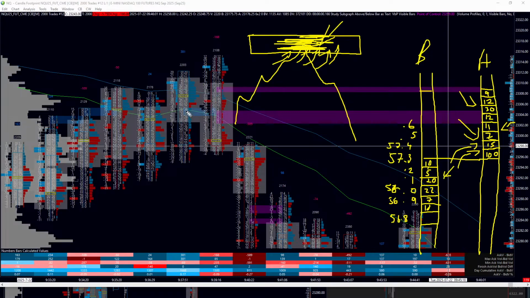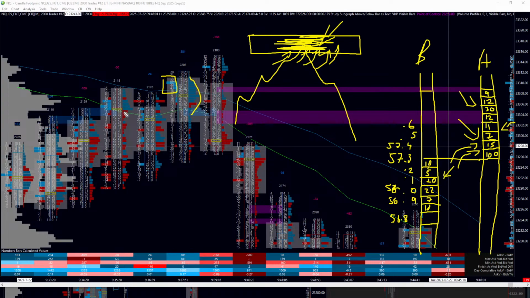So on a footprint chart, here's a good example, right? You can see lots of buying by looking at the volume profile. You can see lots of delta. Now, delta is the difference between buyers and sellers. So at this price level, we had 4 sellers to 111 buyers, so that is a difference of 107. You can see at this level, there was a lot of buying, but the market moved the other way.